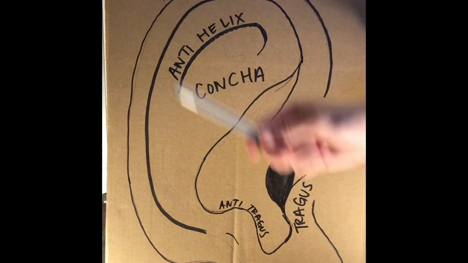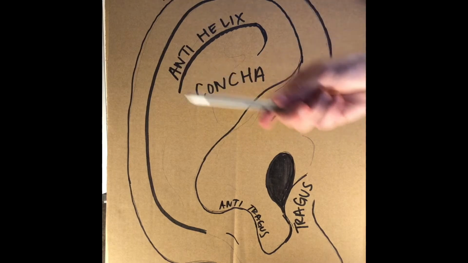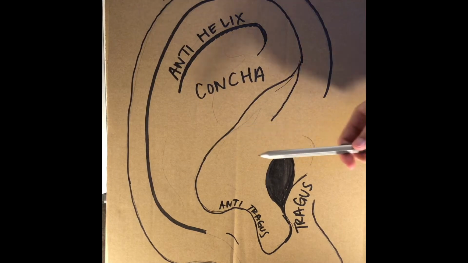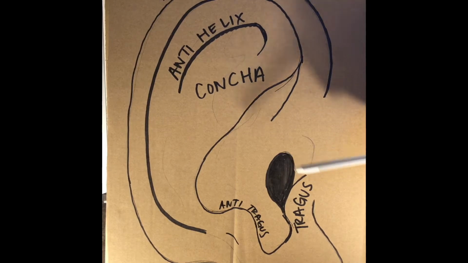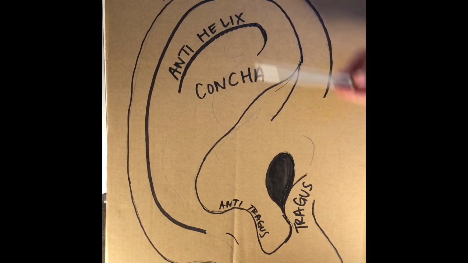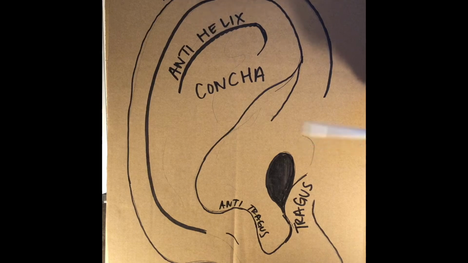Now these structures are designed for protection of the ear as well as funneling sound into the ear canal to stimulate the tympanic membrane, which is the separation between the external and middle ear. The external surface of the tympanic membrane is innervated by the auricular temporal nerve as well.